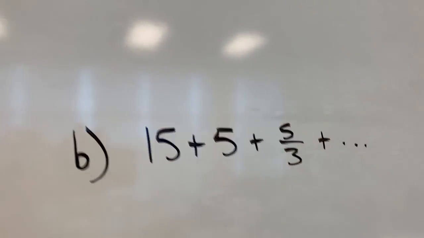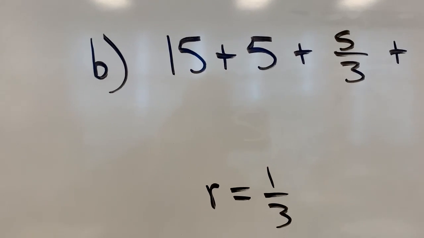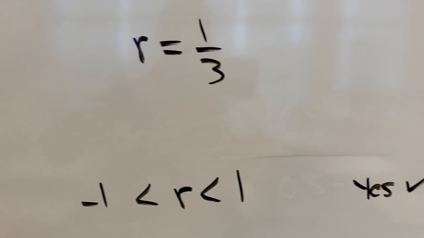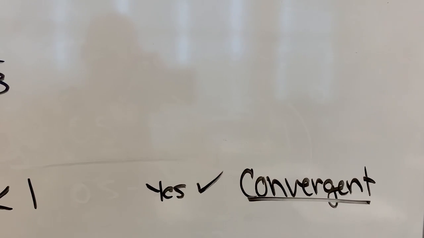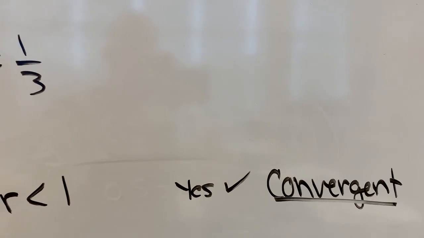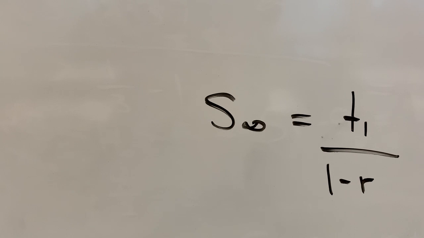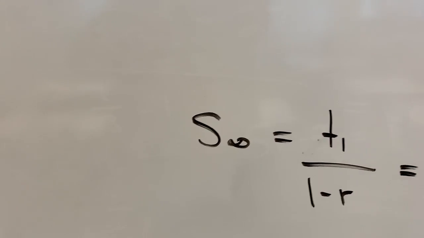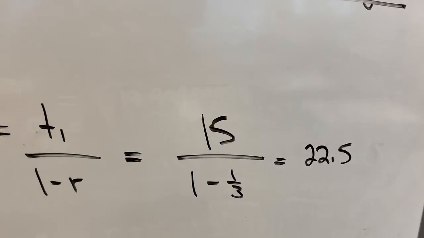This other series is different though, because the ratio is 1/3. It means these numbers are shrinking. So is that ratio between -1 and 1? Yes, it is, which means this is a convergent infinite geometric series. Convergent meaning, can I find S infinity? Sure. And my formula sheet has a surprisingly simple formula for S infinity. And I substitute in the first term and the ratio, and I get an answer of 22.5.